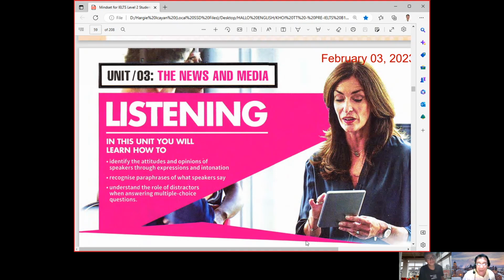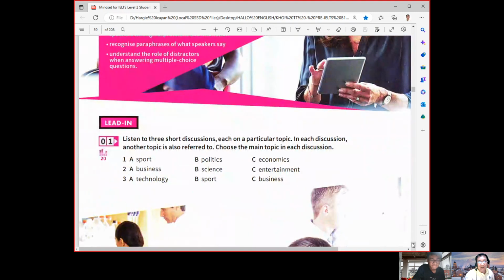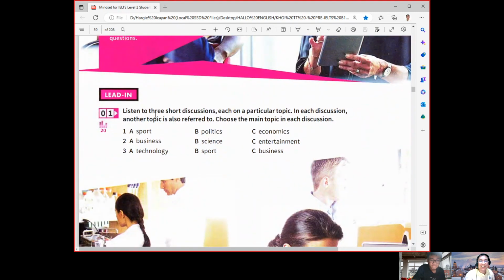Now, how are we going to do that? Of course, we have to use the elimination technique. So I am going to teach you on how to use the elimination technique, so that the one that remains would be your final answer. Okay?